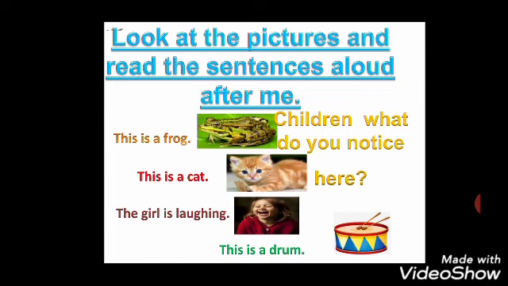The girl is laughing. What is that girl doing? The girl is crying, is it? No. The girl is laughing. Yes, repeat after me, children. The girl is laughing. Very good. See the next picture. This is a drum. What is it, children? This is a drum. Yes.